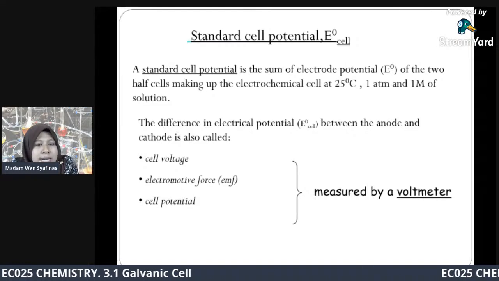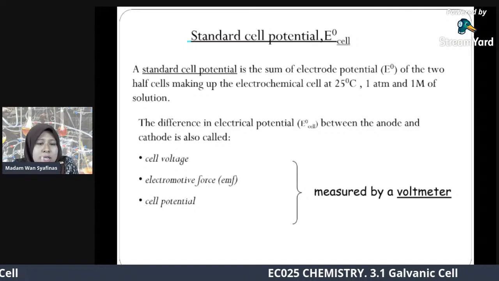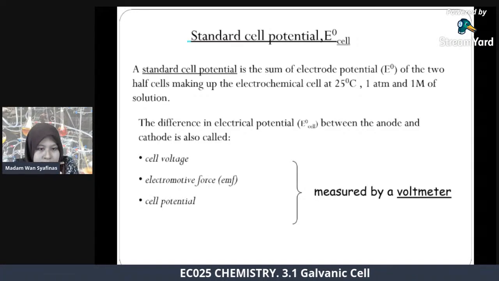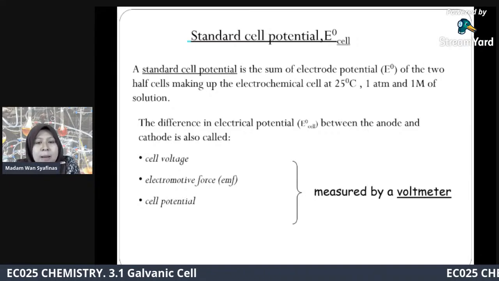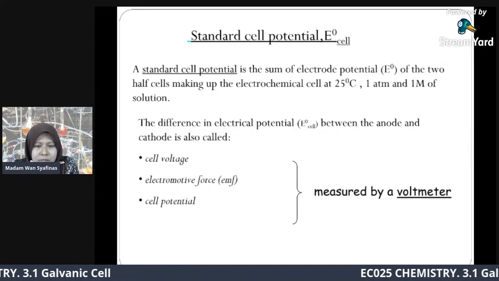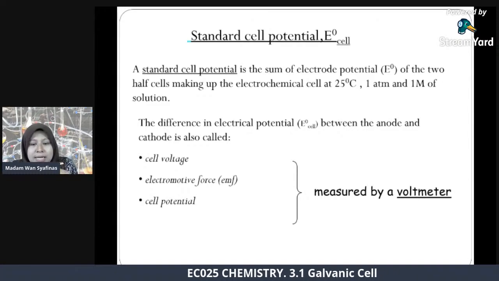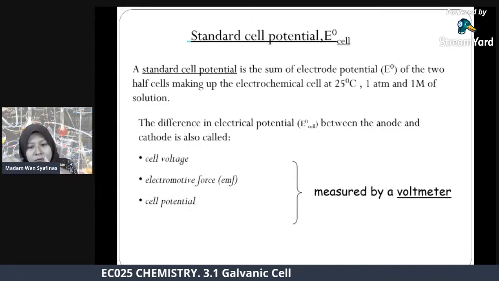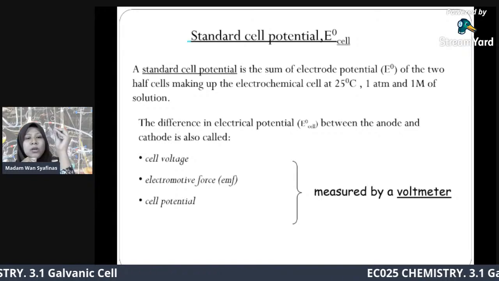The difference in electrical potential atau E naught cell ni between anode dan cathode kita panggil juga sebagai cell voltage, electromotive force, dan cell potential. Semua ni kita measure dia by voltmeter, sebab tadi kita connected electrode kita tu by voltmeter. Yang tu untuk kira berapa nilai E naught cell.